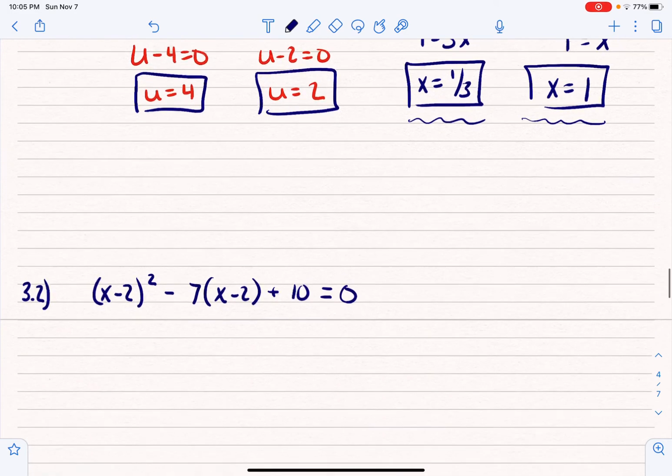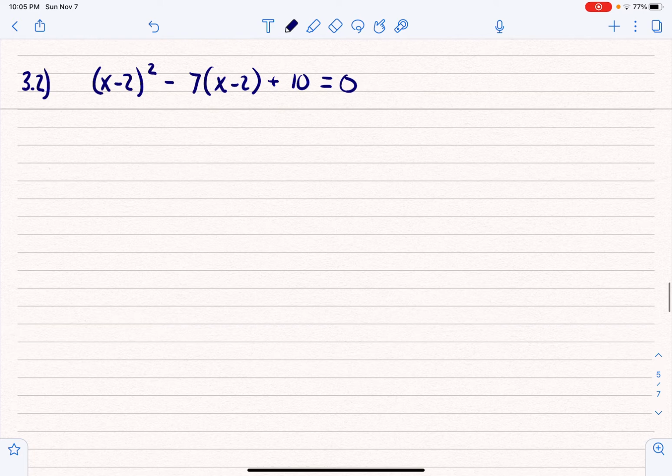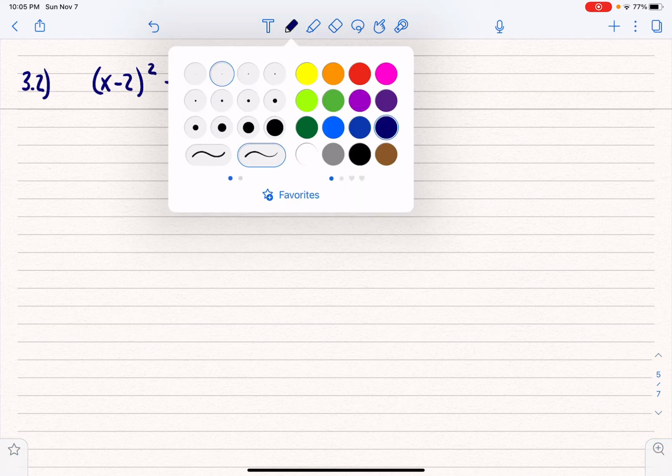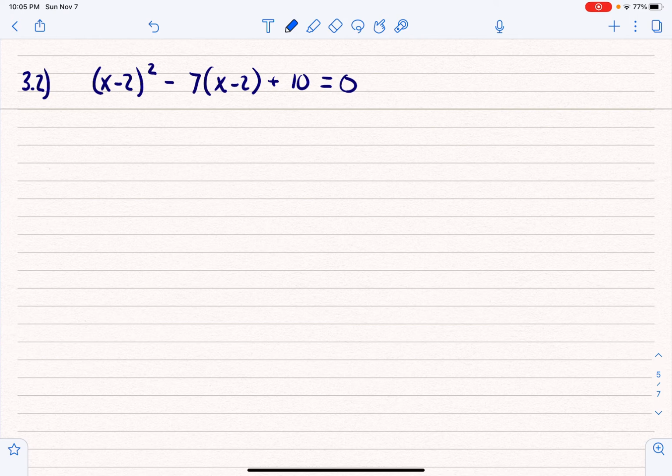Okay, let's try another one. This one, again, I'm hoping you can follow along with, and then in just a second, I'll have you do one by yourself. So with this one, again, we have something here squared, and then we have a constant times that same something, and then we have a constant. So this really does look a lot like a quadratic.